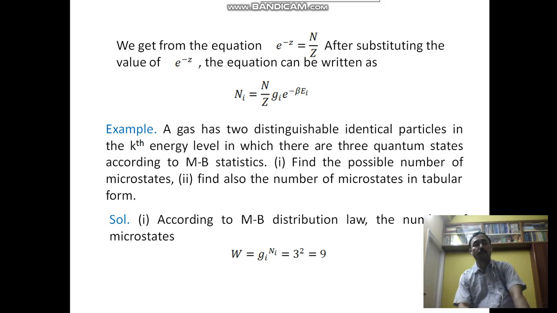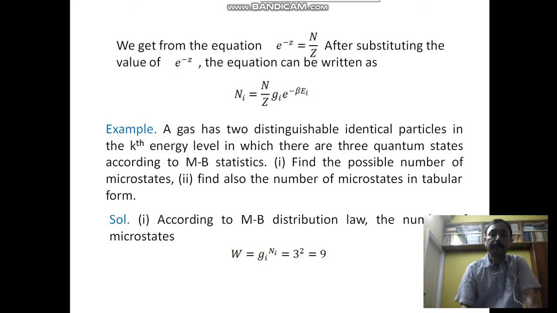Now consider an example. A gas has two distinguishable identical particles in the kth energy level, in which there are three quantum states, according to Maxwell-Boltzmann statistics. Find the possible number of microstates and also show the microstates in tabular form. To answer the first one, there are three quantum states, that means gi = 3, and the number of particles is 2 distinguishable identical particles. So we apply Maxwell-Boltzmann statistics, and the formula for calculation of microstates is W = gi^ni. Here gi is 3, ni is 2, so 3 squared is 9. So the possible number of microstates will be 9.